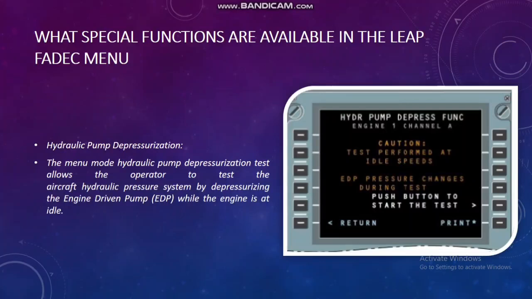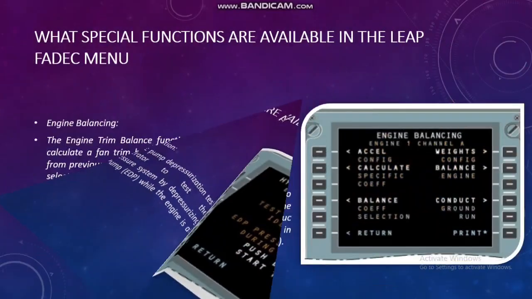Then another function is hydraulic pump depressurization. Here also you can see the test is performed at idle speed, with EDP pressure change during the test. You can follow the sequence. The menu mode hydraulic pump depressurization test allows the operator to test the aircraft hydraulic pressure system by depressurizing the EDP while the engine is at idle. So the engine is running, but we are depressurizing the engine driven pump, to allow the operator to test the hydraulic pressure system. So this is the function of hydraulic pump depressurization.